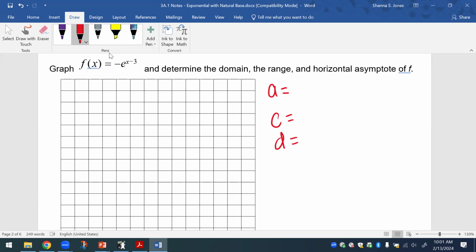Agreed? What is our a in this problem? -1. What is our c in this problem? 3. And what is our d? 0. So each one of these tells me something about the function, right? So a equals -1. What does that tell me? It's a reflection over the x-axis. What does the 3 tell me?